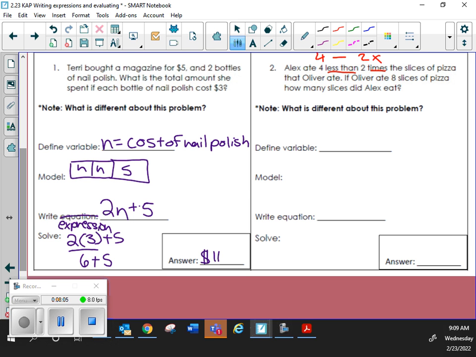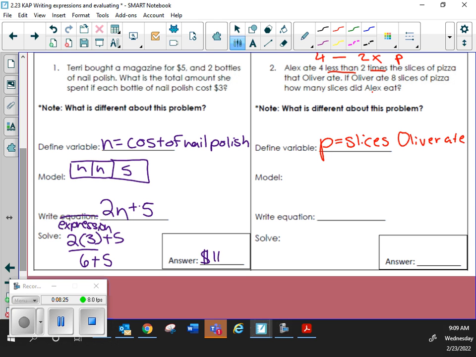What is our unknown in here? Slices he ate. Okay, you can use whatever letter. What do y'all use? P. Okay, P is going to be the slices. I'm going to specify because we're talking about Oliver and Alex in this. I'm going to say slices Oliver ate. Okay, so we got P.